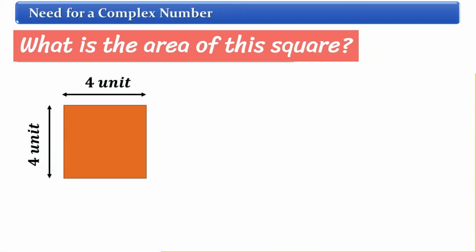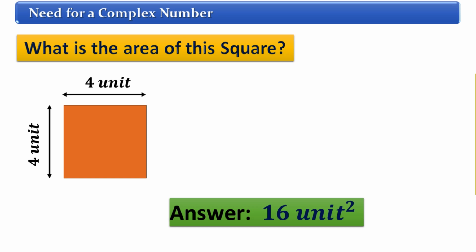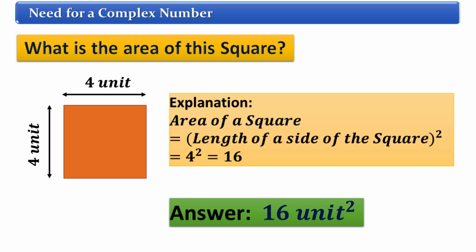What is the area of this square having 4 unit as the length of a side? The answer is 16 unit square. Here we have used the formula that the area of a square is equal to the square of the length.